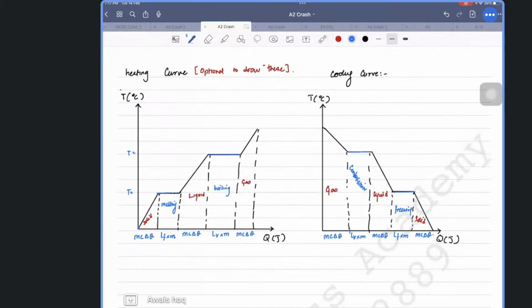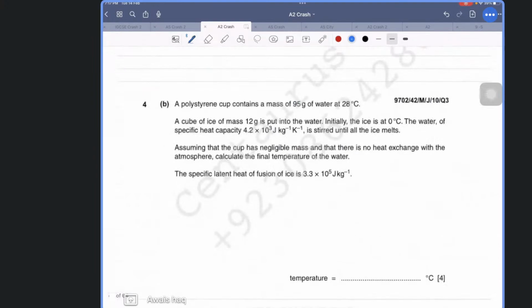Right, now let's check out this question. In this question, it says a polystyrene cup contains a mass of 95 grams of water at 28 degrees. An ice cube of mass 12 grams is put into the water initially. The ice is at 0 degrees. The specific heat capacity of water is this one, and it is stirred until all the ice melts. Assuming that the cup has negligible mass and there's no heat loss.